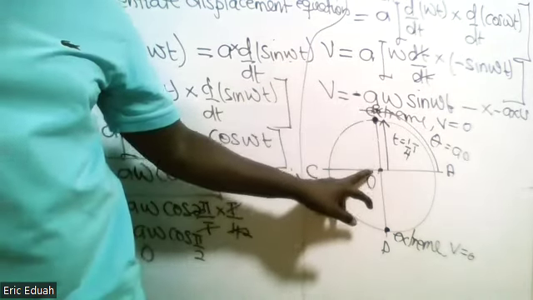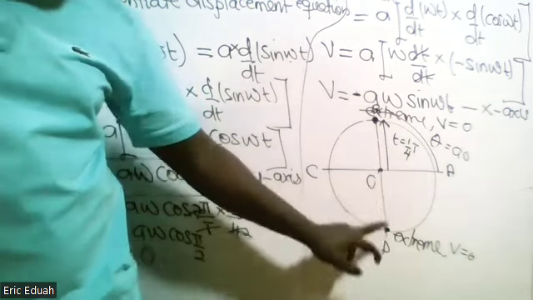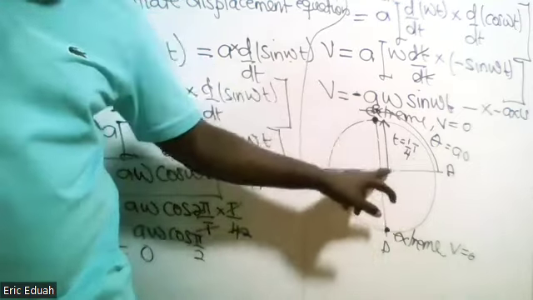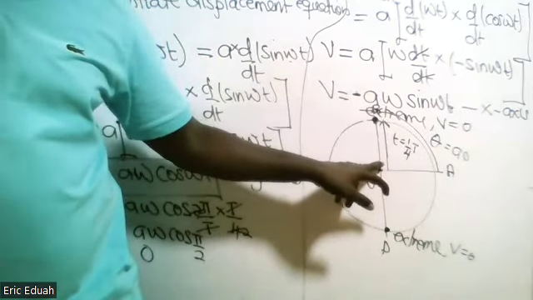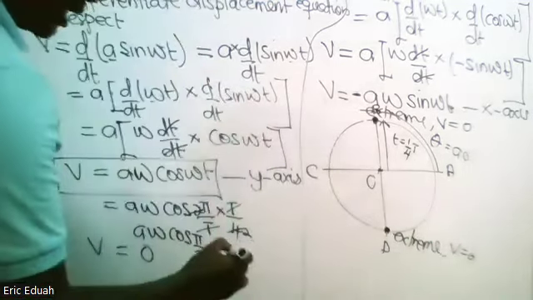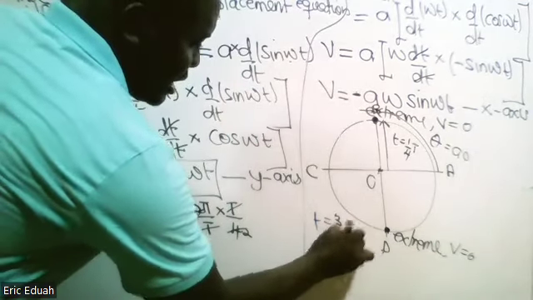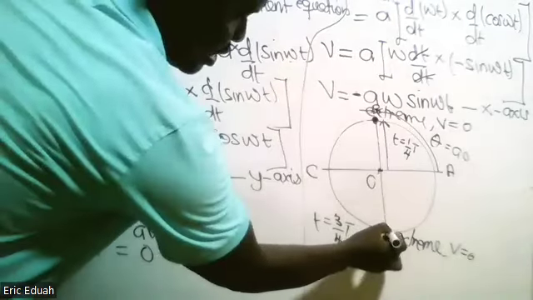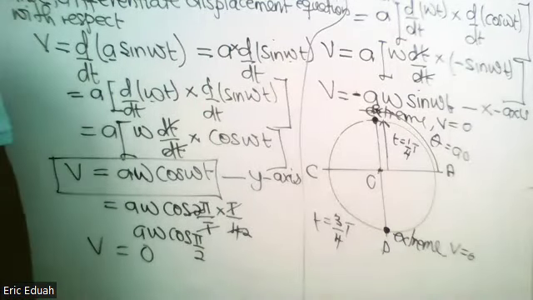Please, let's confirm when the body comes to this point. It would move to D. And the time is, this is quarter of the period, half, 3/4. So when it comes to D, the time taken is equal to 3/4 of the period. Let's use the velocity along the Y to confirm the velocity at this point. So do it for me.